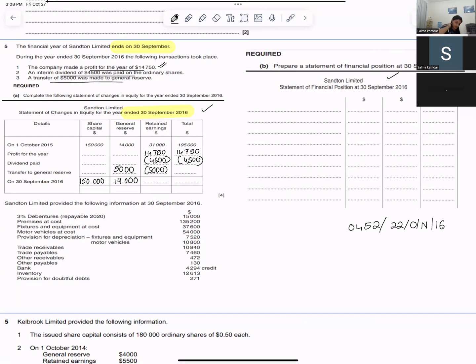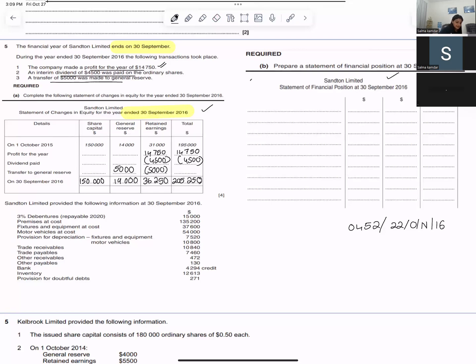Can you give me the total of the retained earnings? 36,250. And the total of the shareholders' funds? 205,250. Done. Okay.